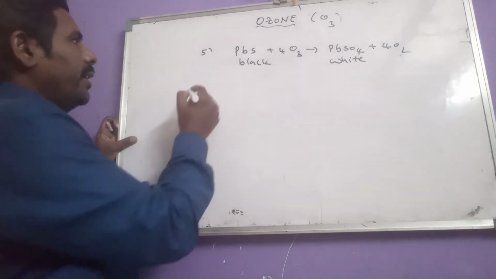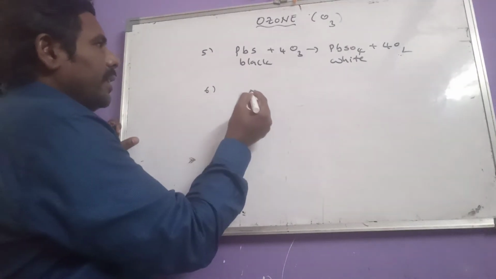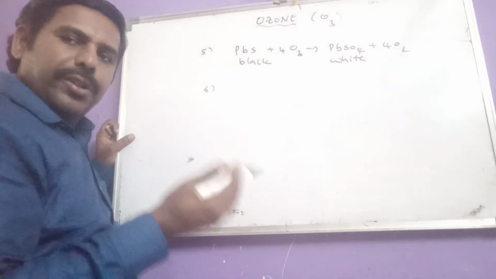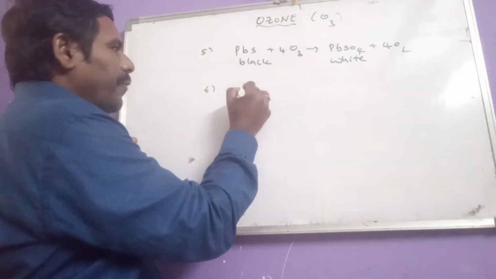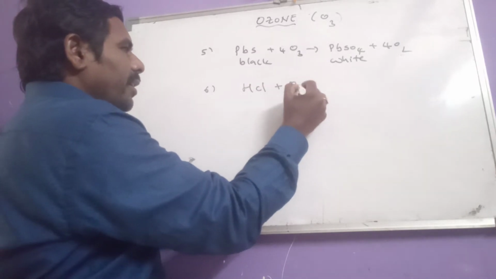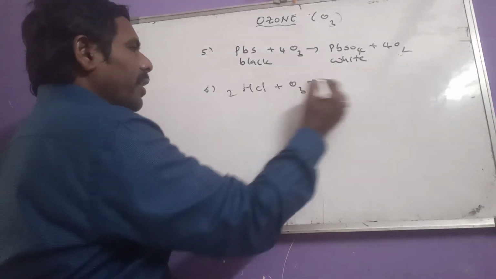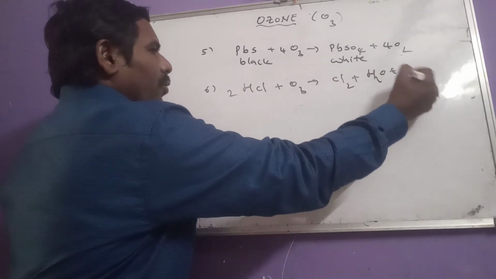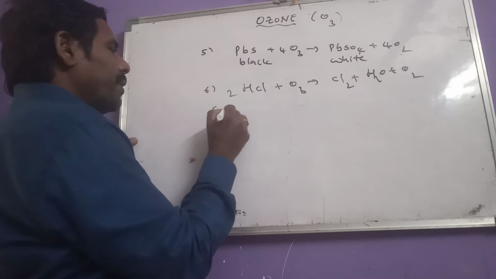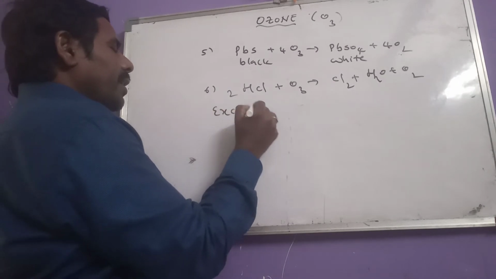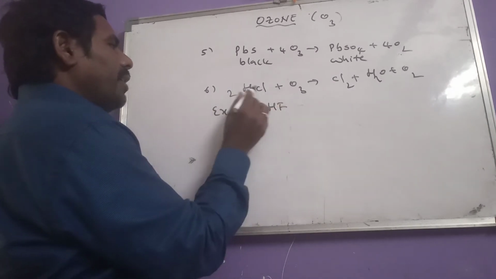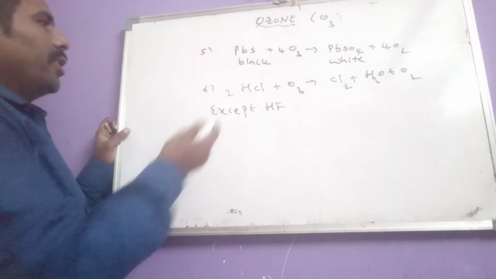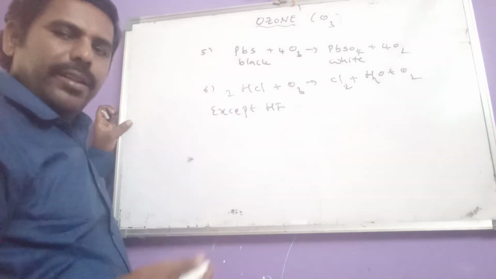Another one: all hydrogen halides except HF. For example, HCl is oxidized to Cl2, and we get H2O plus oxygen. Except HF, the remaining hydrogen halides are oxidized to the corresponding halogens. This is another oxidizing property of ozone.